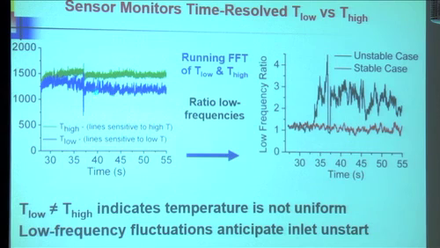And so at that point, which is right here, what we found is that when these unstable events began to occur, we could see it. The red is what happens if we don't have that.